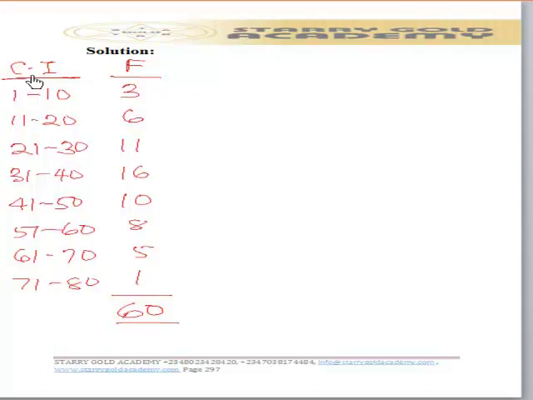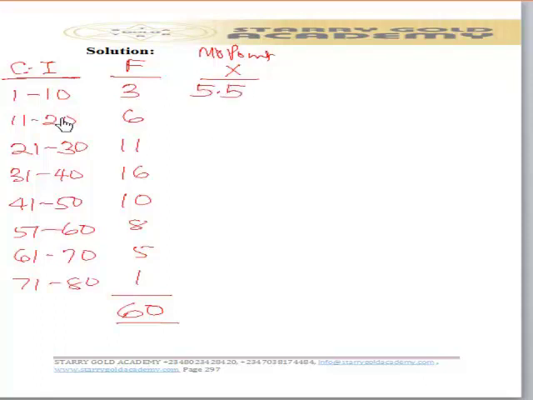From this class interval, we can get our midpoint, and our midpoint here will represent our x. So how do we get our midpoint? We need to add the two class limits together and divide the result by 2. For example, we have 1 to 10. So we have 1 plus 10, which is 11, divided by 2. This is 5.5. We write 5.5 here.